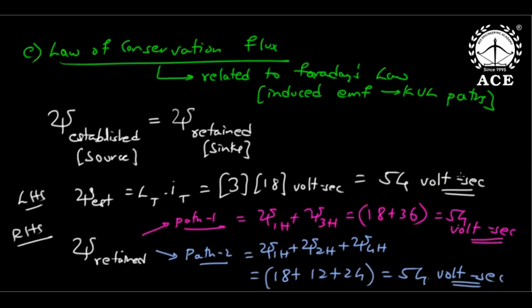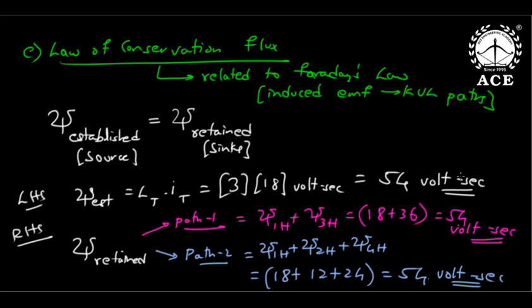Here the flux established means the 18 amp current source is establishing it. How will the same thing retain the flux once it is established? That is the meaning of the law of conservation of flux: you are proving that the flux linkage established by the source is also the flux linkage retained by the sinks, which are the inductors. That is why an inductor, when you excite it during time variation, will store. If you maintain, it will retain. If you de-excite, it will give back.